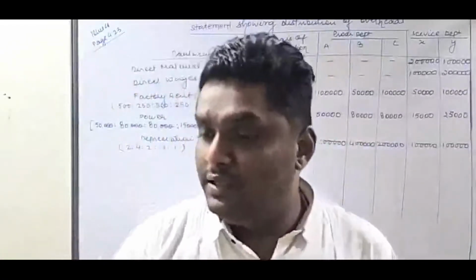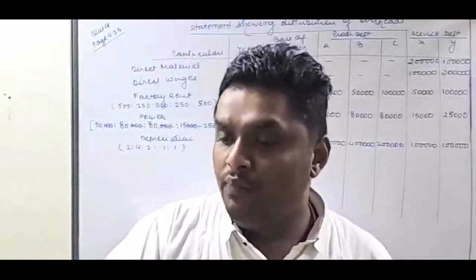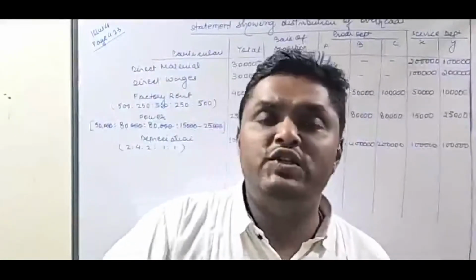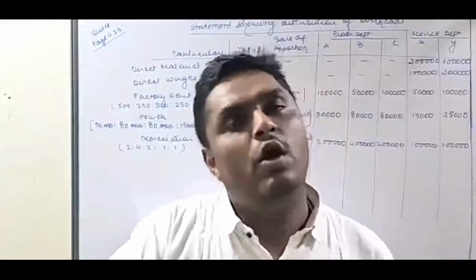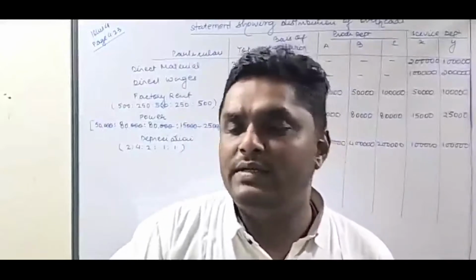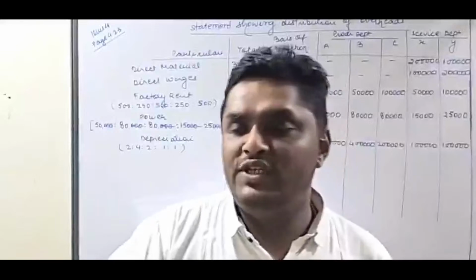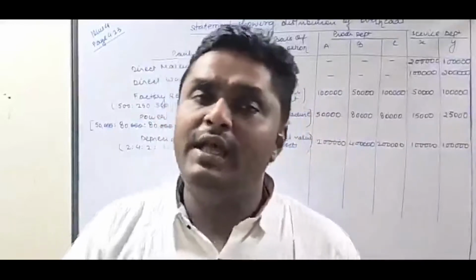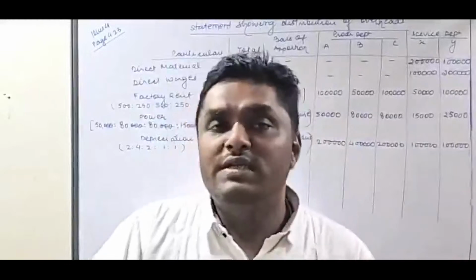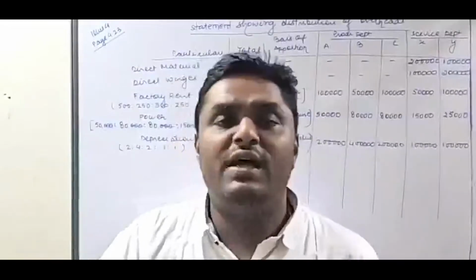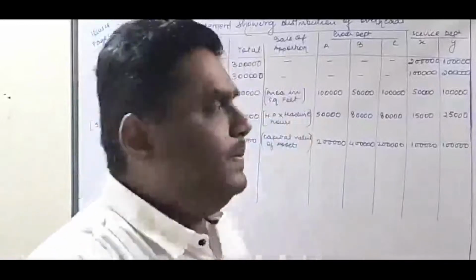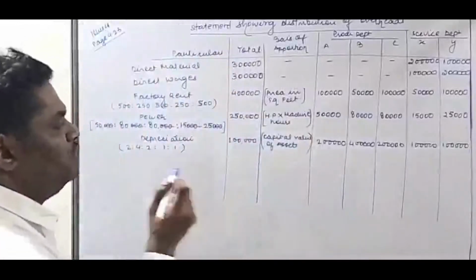The last is other overheads. See, when talking about other overheads, either it will be distributed in the ratio of direct wages or direct labor or machine hours. Herein no information is given as regards labor hours. So we will distribute in the ratio of machine hours only. In general, the other overheads are distributed either on the basis of labor hours or machine hours. Since labor hours are not given, we are left with only one option. So other overheads of 9 lakh will be distributed in the ratio of machine hours only.